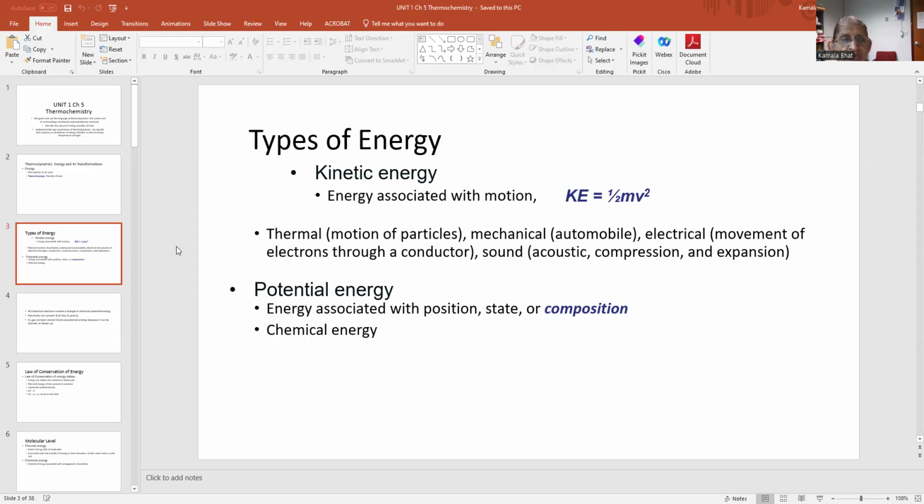Kinetic energy is due to the motion of particles, which is thermal or mechanical, for example, running a car, electrons, electric current moving through a conductor, or sound, which is acoustic compression and expansion. And the second type of energy is, of course, the potential energy, which is associated with the position, state, or composition of substances, and then, of course, the chemical energy.